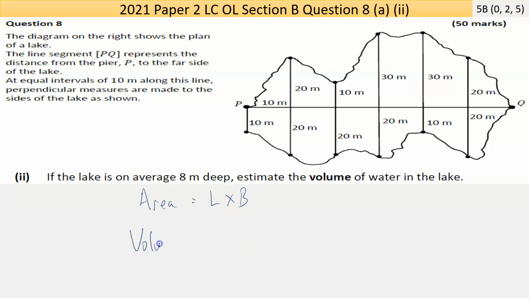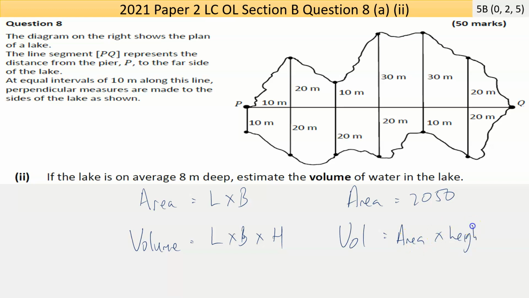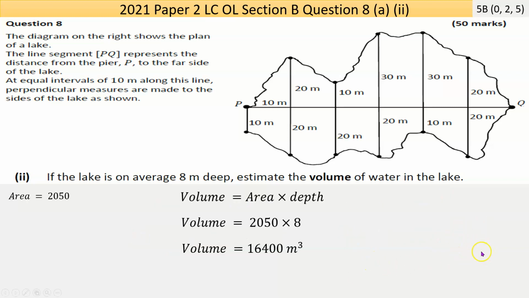What's the volume? Okay, it's the length by breadth by height. So same thing here. The area of the lake, now we know, is equal to 2050. The volume is the area times the height. Now put numbers to that. The area we said was 2050, and the height we're told is 8. Put that through your calculator, and you're going to get an answer in and around 16,400.